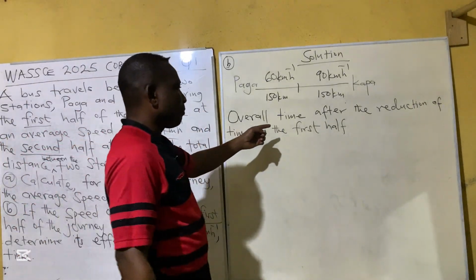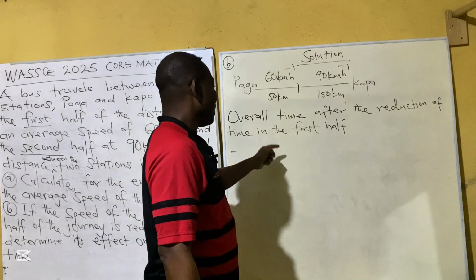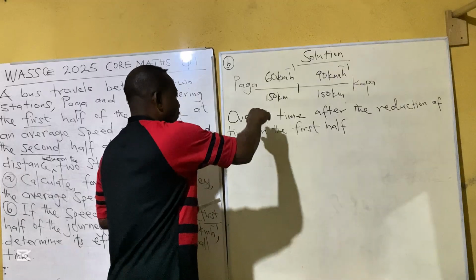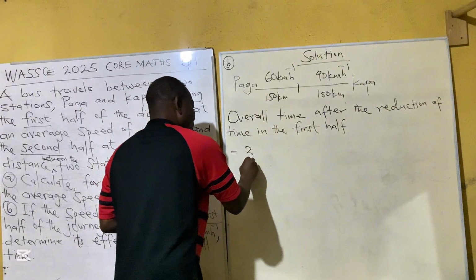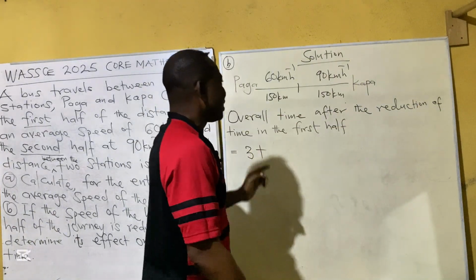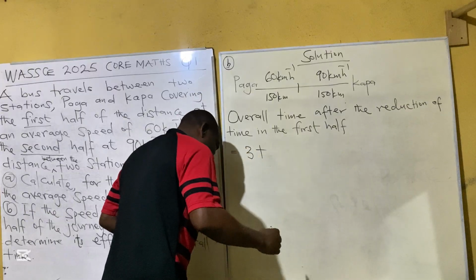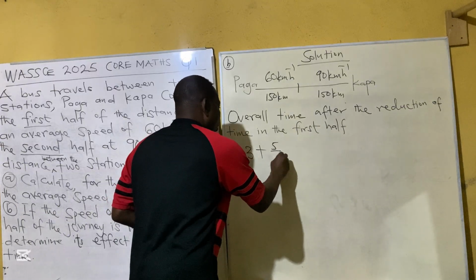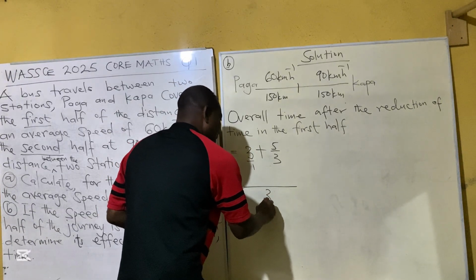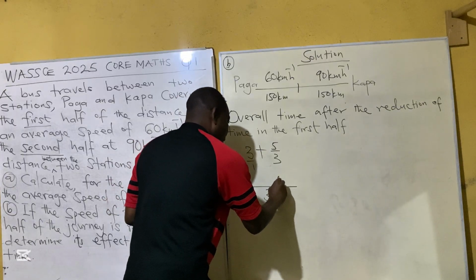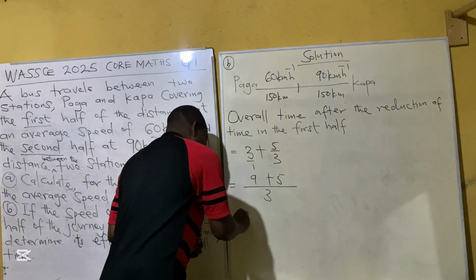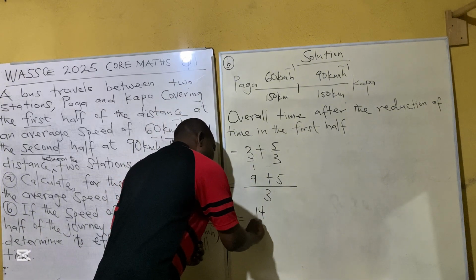Overall time after the reduction of speed in the first half is equal to, now the new time in the first half is 3 hours. So we are going to have 3 hours plus the time taken by the bus for the second half of the journey, which is still intact, which is 5 over 3. So this is over 1. We find the LCM of the denominators, which is 3. 3 goes into 3, 1. 1 times 5, 5. Plus 1 goes into 3, 3. 3 times 3, 9. So this gives us 14 over 3 hours.